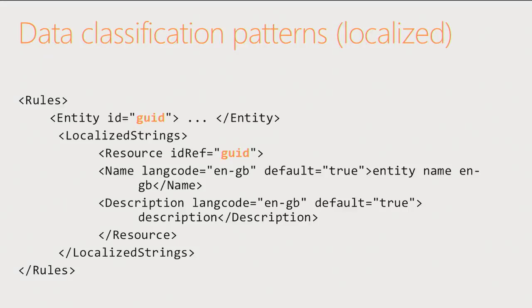One of those will have default is true. Only one. All the rest would not. But all of them will have a language code. So, for example, here would be name, language code is GB, default true, and then I'd have the entity name in English. The next row may say language code German, but not default. And then I would have the name in German, and so on.